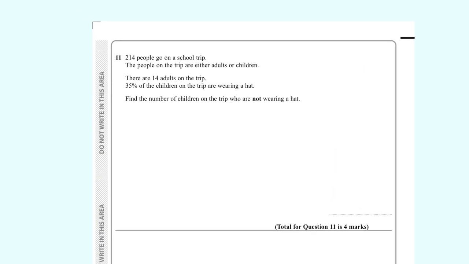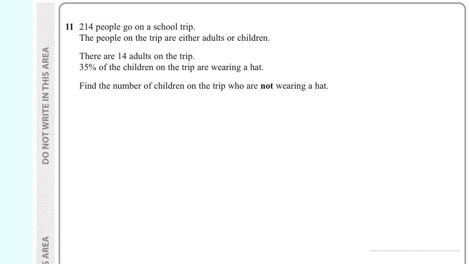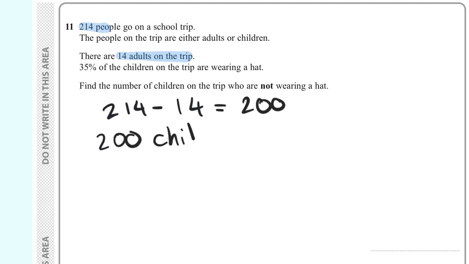Alright, we've got some words. Wordy one. 214 people going on some school trip. Lucky day, lucky them. People are either adults or children. Right, so we've been told there are 14 adults on the trip. So first things first, 14 adults on the trip, 214 altogether. So first thing we can say, 214 minus 14 is 200. So there are 200 children.